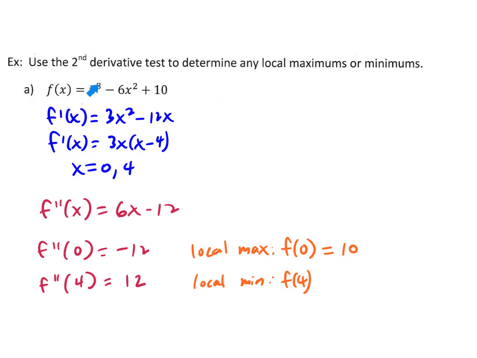4 to the third, that's 64. 6 times 16, I don't know where I got 24 from. 4 squared is 16. 16 times 6 is 96. So I have 64 minus 96. Negative 32. Less than negative 22. Okay. So that's my local min and local max. Again, whenever we're finding those values, we plug them into the original.